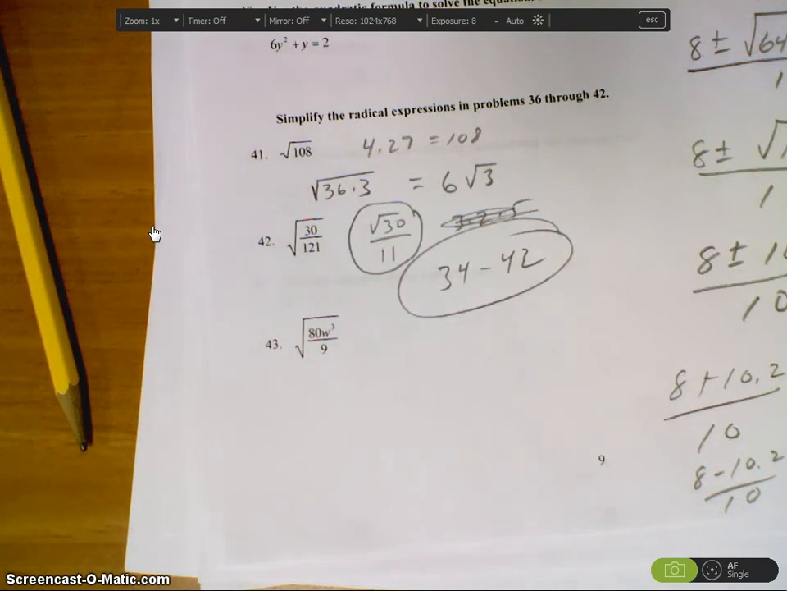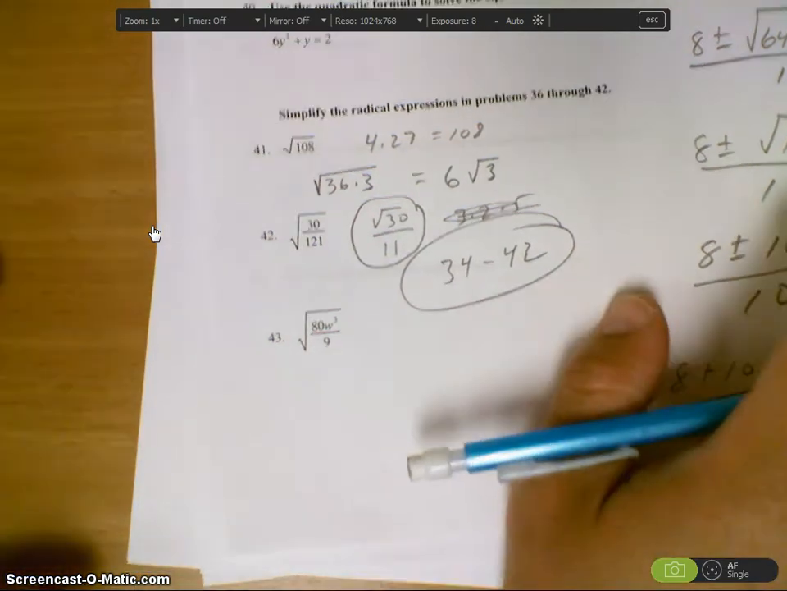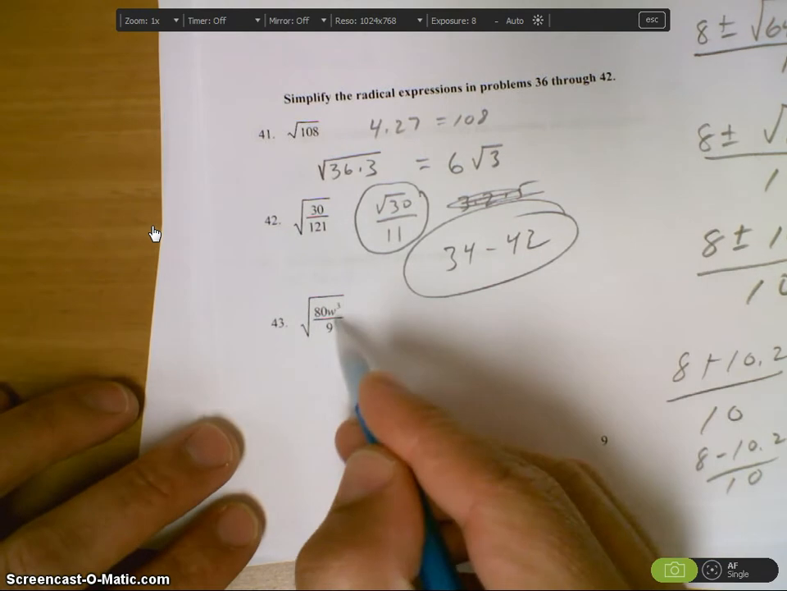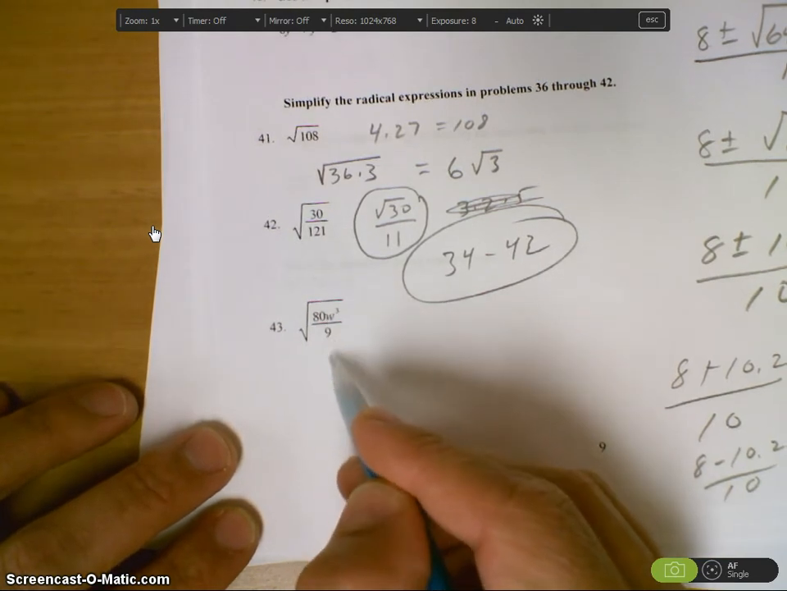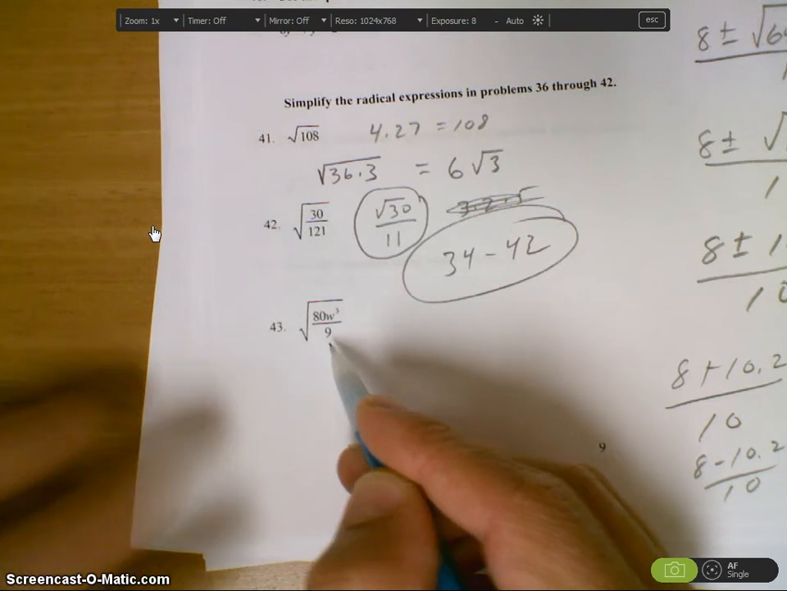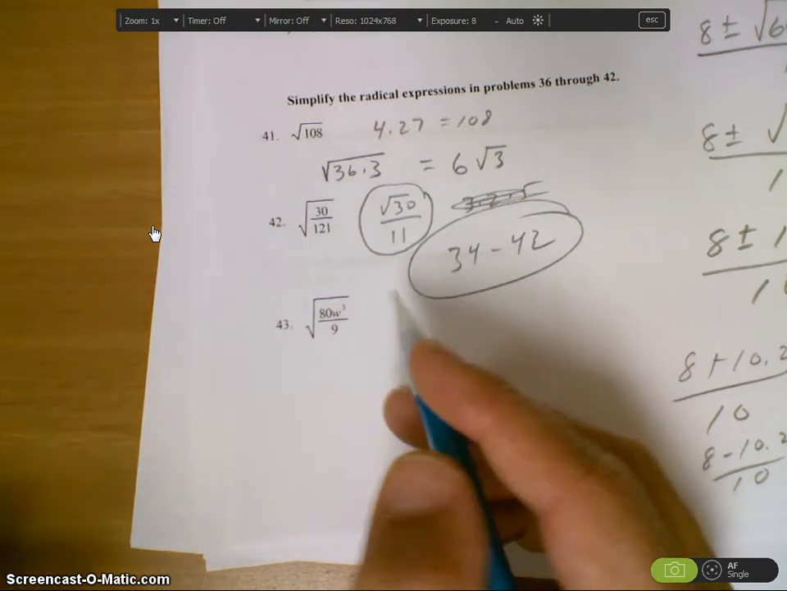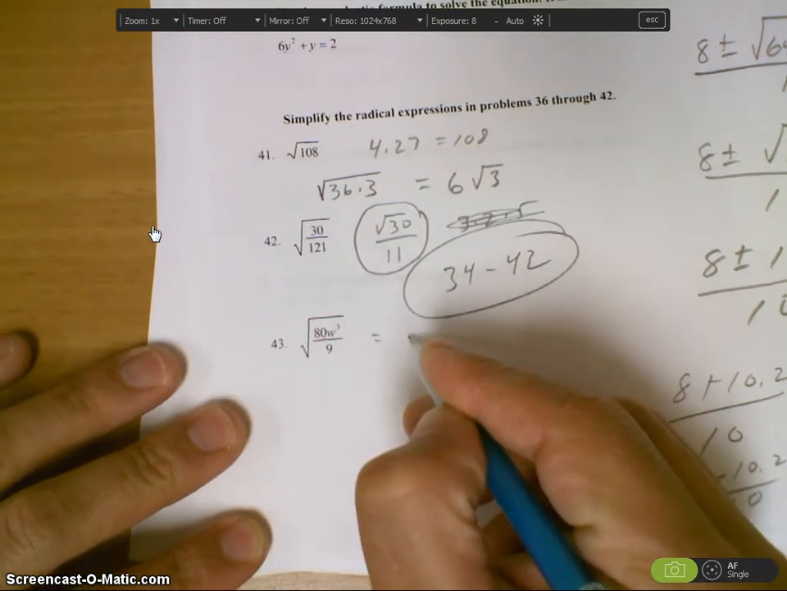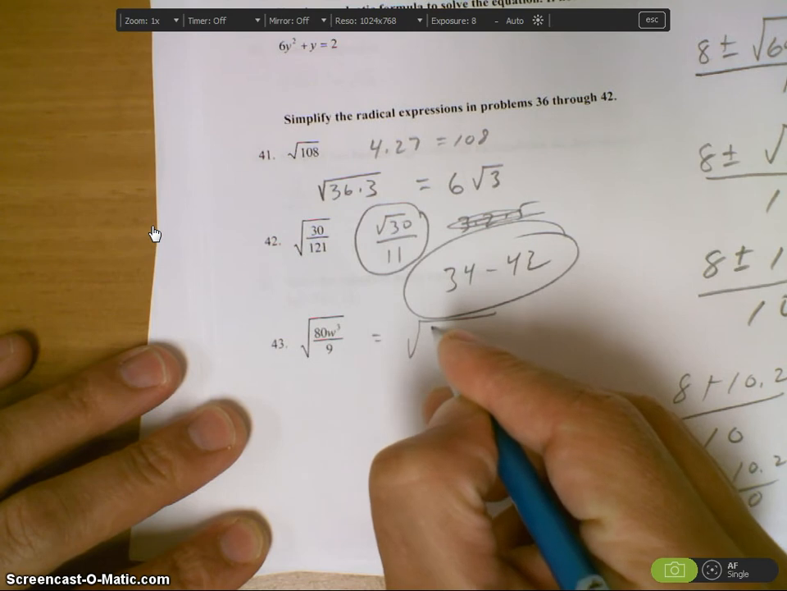Hello, we're going to finish this up today, so let's get started on number 43. 43, we have a numerator and a denominator. The nice thing about this is the denominator is a perfect square, so we won't have to rationalize the denominator. Okay, and I'm going to write the numerator as perfect squares.